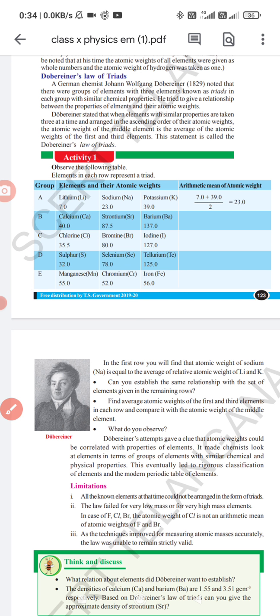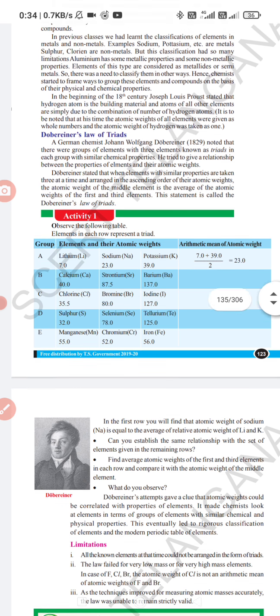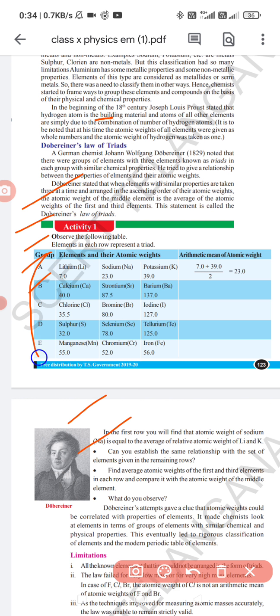So what he did, after observing all these groups, he classified the elements. How? He kept the elements lithium, sodium, potassium, these three elements with similar chemical properties, in the same group. The same way, B group elements, C group elements, D group, E group elements. We have classified the elements.